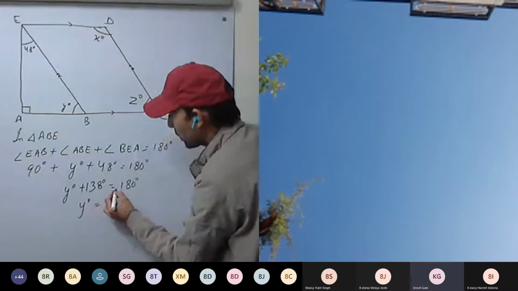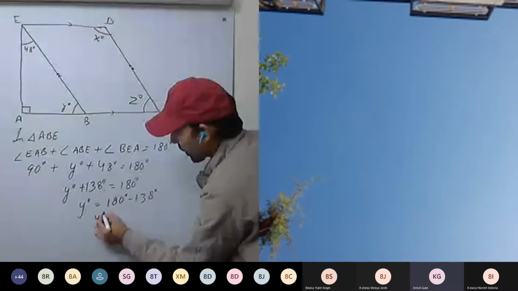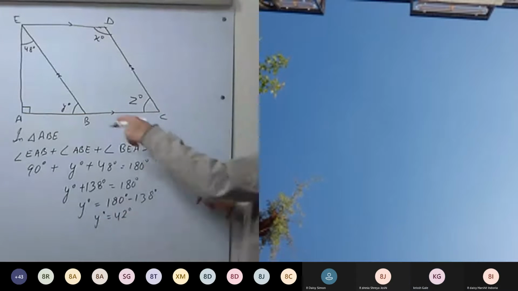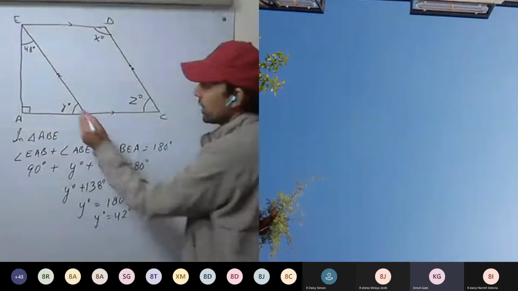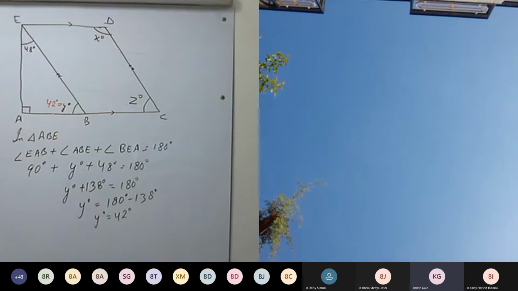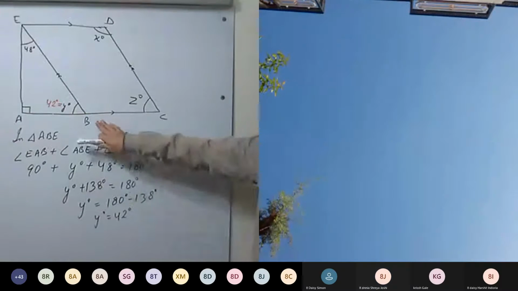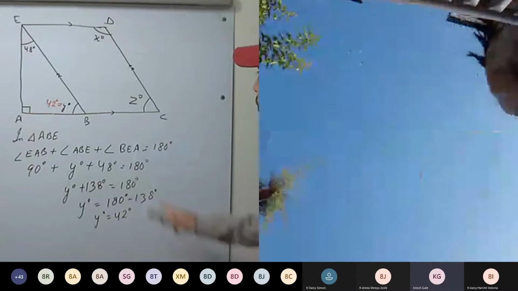So y degree will be how much? 42 degree. So we have calculated y. Any doubt in calculating y? Y degree is equal to 42 degree. Okay. Now we have to calculate z. How can we calculate z? Y degree is corresponding to y. So, any doubt till now? Anyone have doubt in calculating y? No, sir. Okay. Now we move for z.